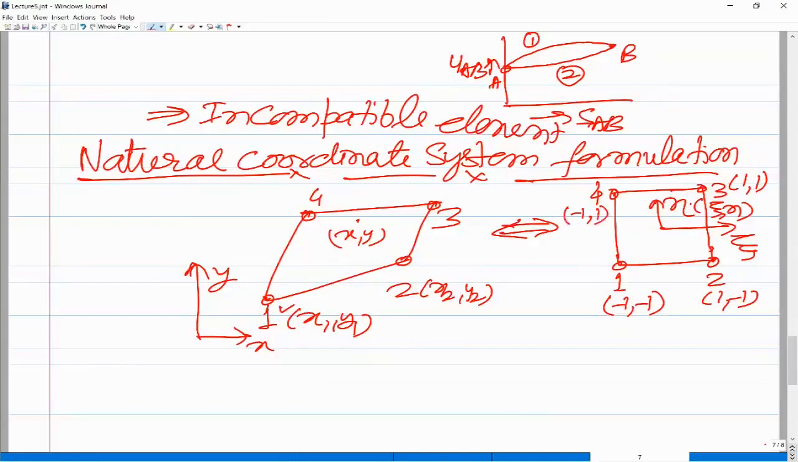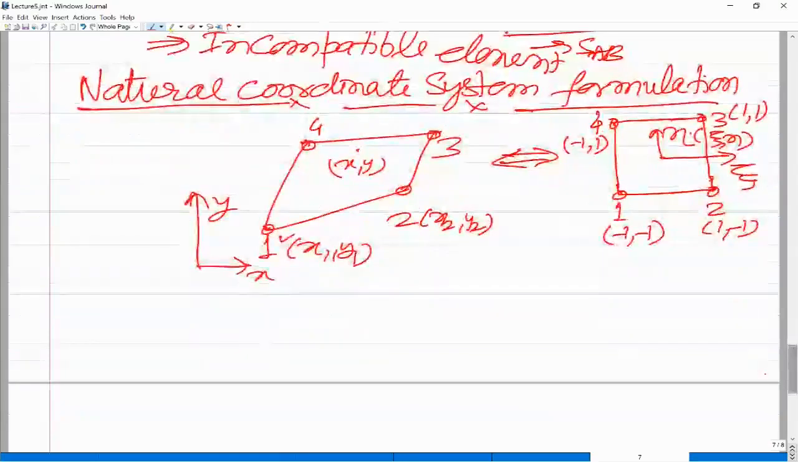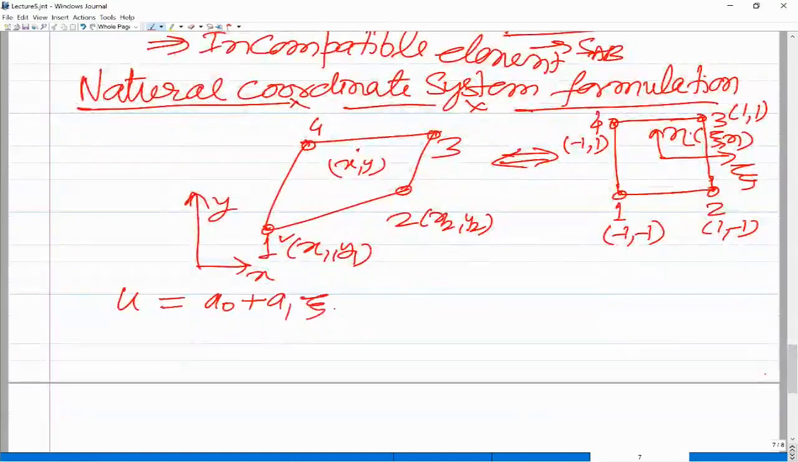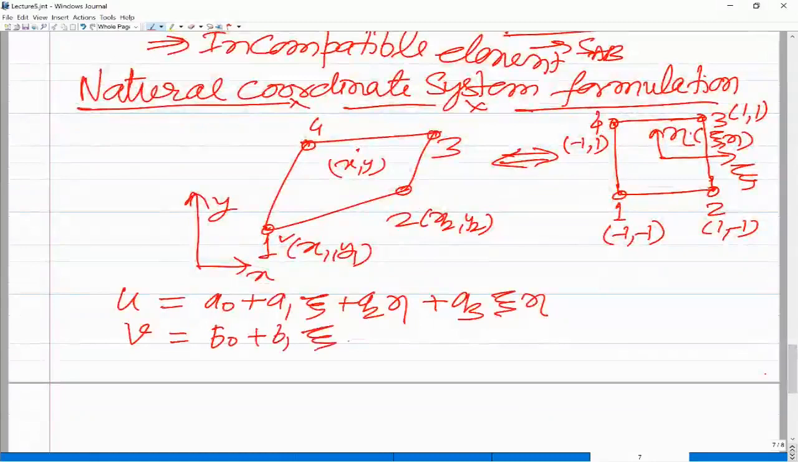So now if you assume the approximate solution in terms of the natural coordinate system, you will be assuming u is equal to a0 plus a1 xi plus a2 eta plus a3 xi eta. Similarly, v will be assumed as b0 plus b1 xi plus b2 eta plus b3 xi eta.